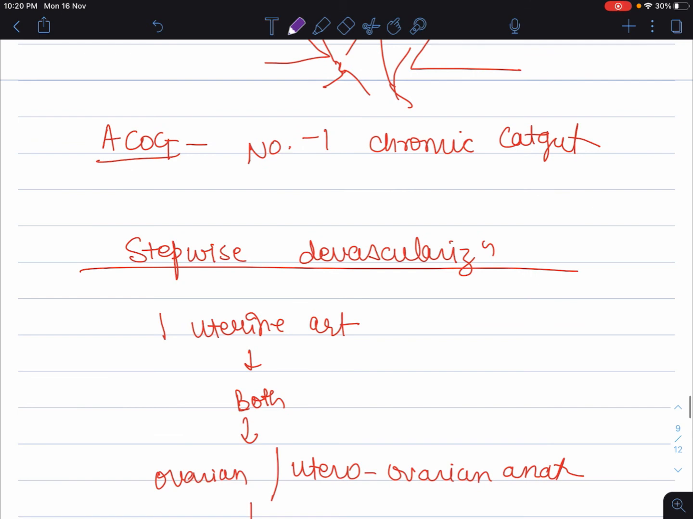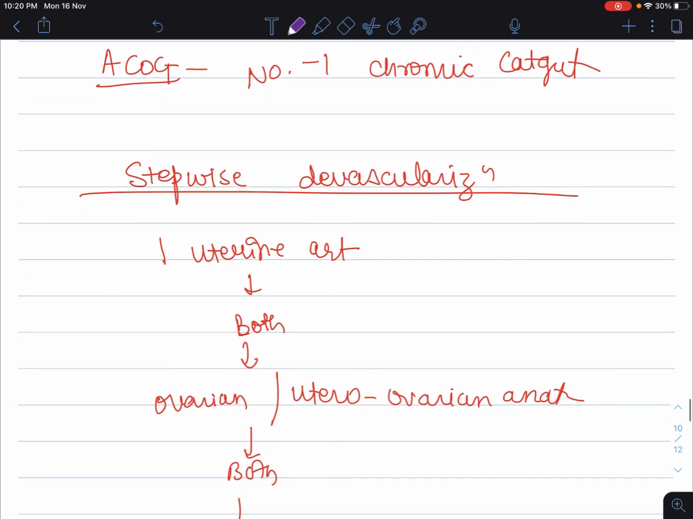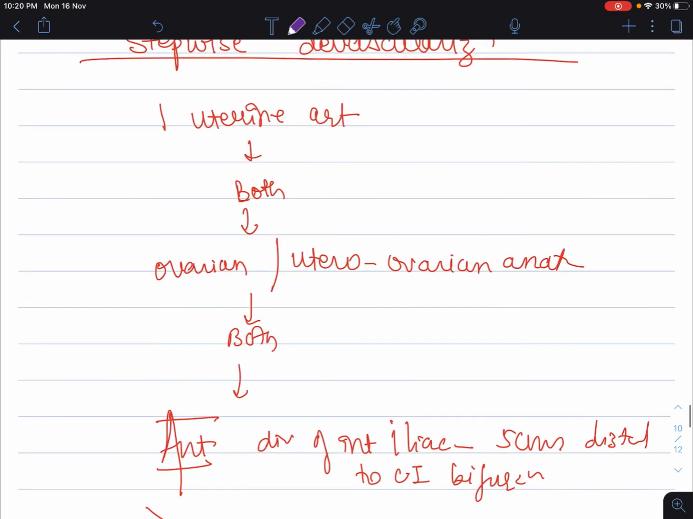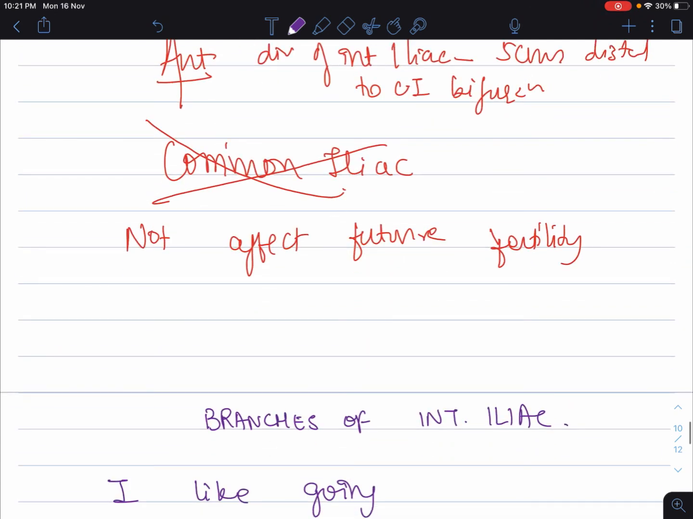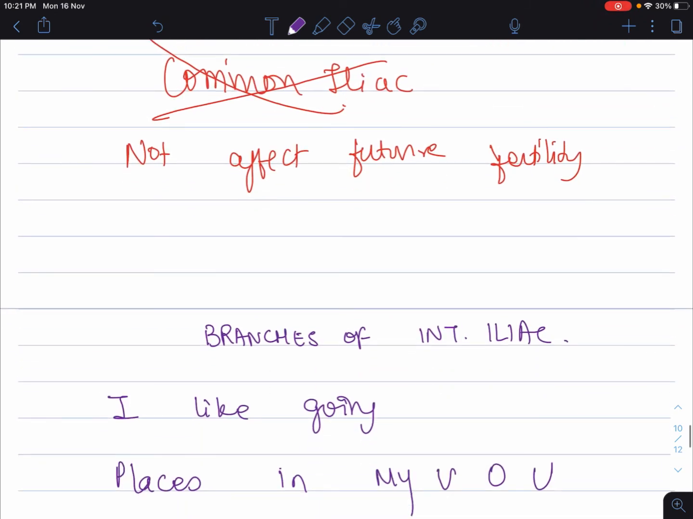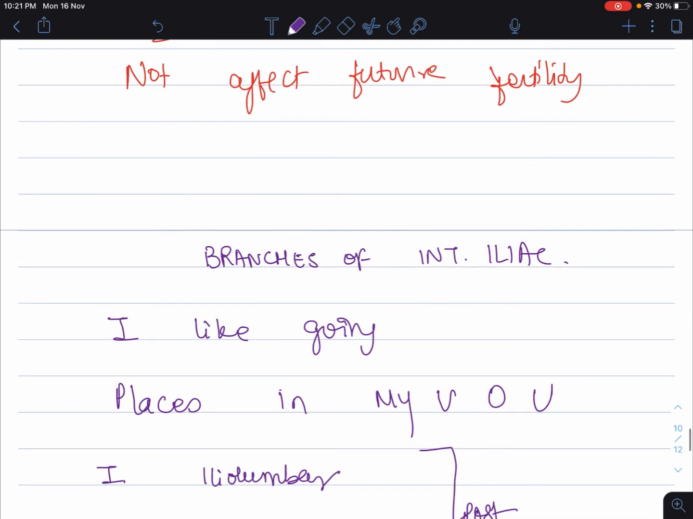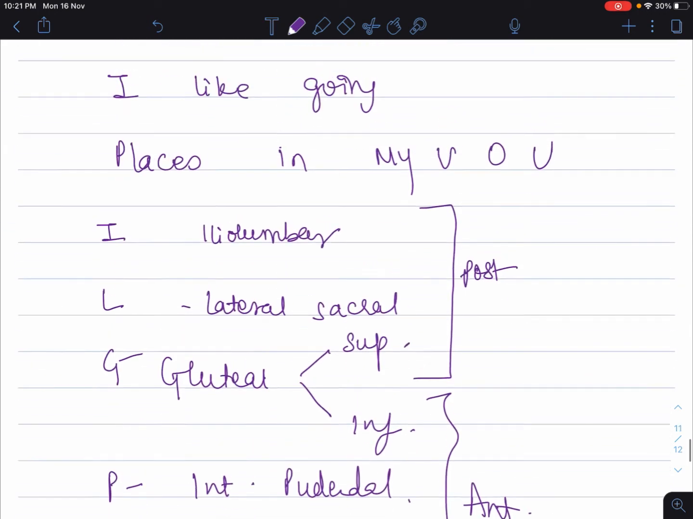And if that does not work, you go for devascularization stepwise, which I've told. Uterine, one side, then both. Ovarian, utero-ovarian and anastomosis, one side, then both. Anterior division, one side, then both. And never touch the common iliac artery, because that will affect the lower limb blood supply as well. And finally, we went through what are the branches of the internal iliac, and I hope you can keep revising it by actively recalling what we have gone through, because that is the most effective method for revising.